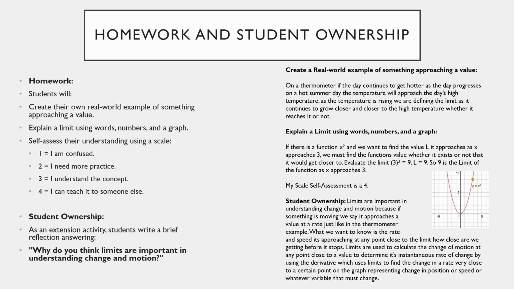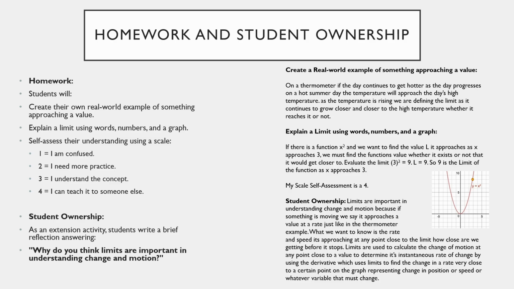Okay, student ownership. Limits are important in understanding change and motion because if something is moving, we say it is approaching a value at a rate, just like the thermometer example. What we want to know is the rate and the speed it's approaching at any point close to the limit, and how close we are getting before it stops. Limits are used to calculate change of motion at any point close to the value to determine its instantaneous rate of change by using the derivative, which uses limits to find the change in a rate very close to a certain point on the graph.